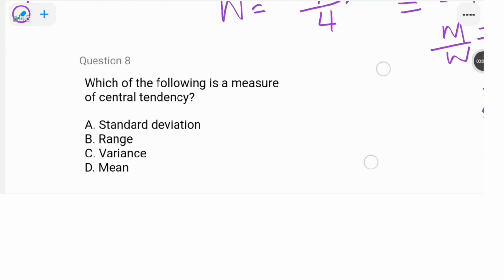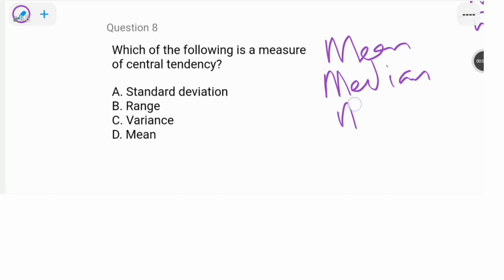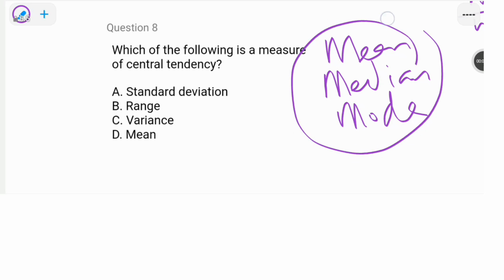Now let's move to the next one. Which of the following is a measure of central tendency? So measures of central tendency are actually 3 of them. You have mean, you have median, you have mode. So just 3 of them. Any other one apart from these 3, they are called measures of dispersion. Okay, so the question asks which of the following is a measure of central tendency. So that means the answer is mean, because the remaining options here are measures of dispersion.